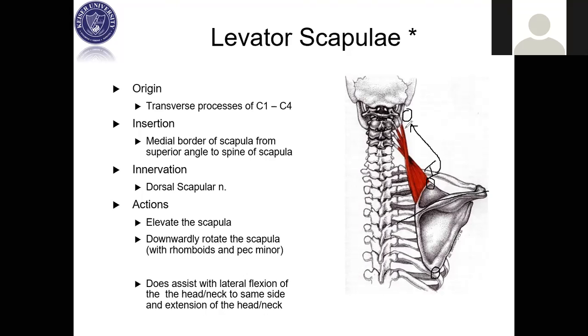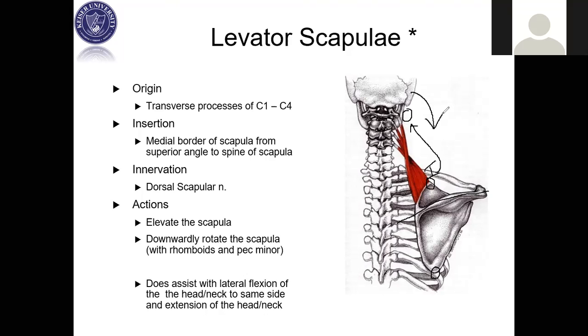Another motion that it does is that it laterally flexes the head. It can actually perform this motion, bringing the head down this way. Now, I just said that the insertion always goes towards the origin, but there are times when the origin can go towards the insertion. You will learn about that when we start talking about open and closed chain movements.